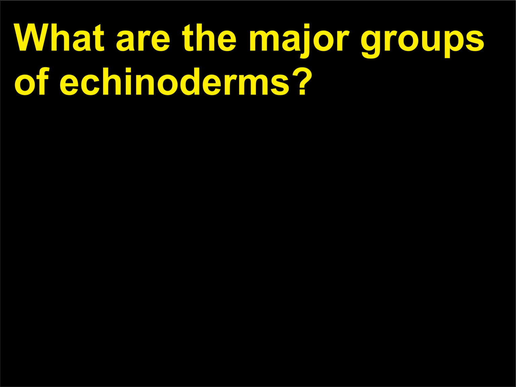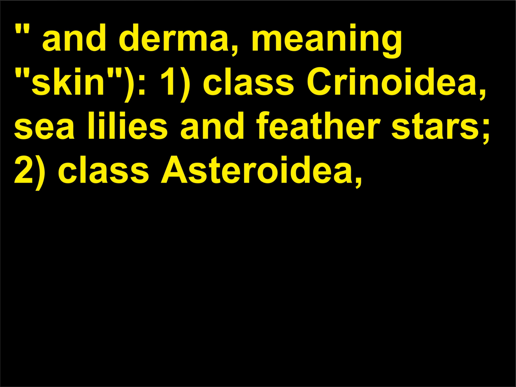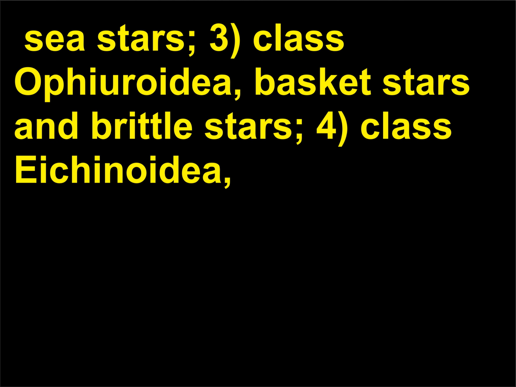What are the major groups of echinoderms? There are 6 principal groups of echinoderms, from the Greek terms echina, meaning spiny, and derma, meaning skin. 1, class Crinoidea, sea lilies and feather stars. 2, class Asteroidea, sea stars.